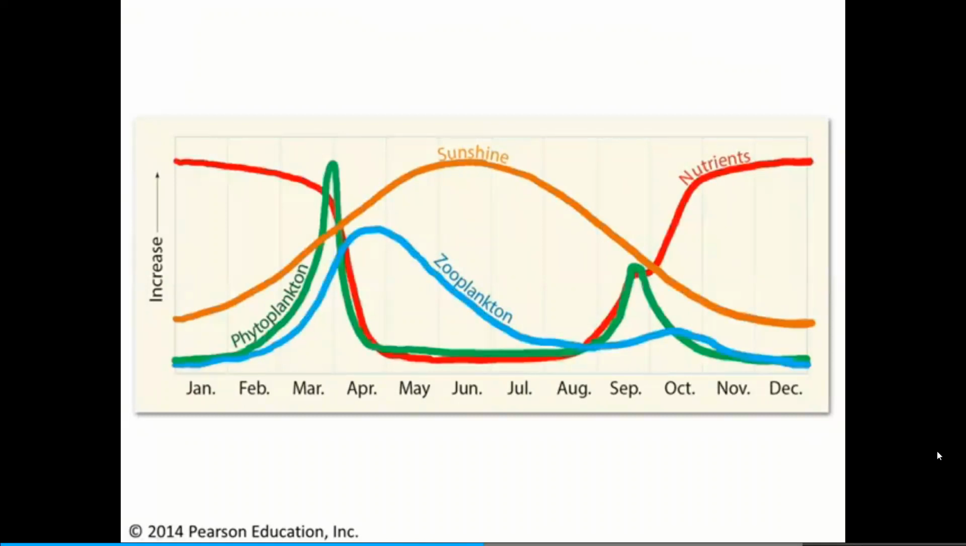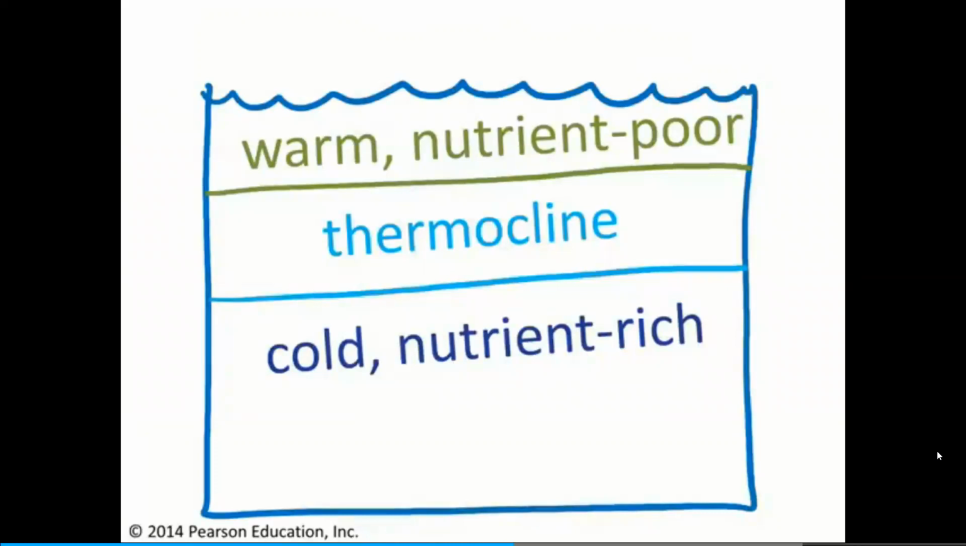Now, a key thing to recognize here is that there are multiple variables that are interacting here to produce the shapes that you see on these curves. And one of the important variables is the thermocline. So the thermocline is the boundary that separates basically the warm, nutrient-poor water that's in the upper part of the ocean, where the sunlight is, from the cold and nutrient-rich water that's deeper in the ocean.